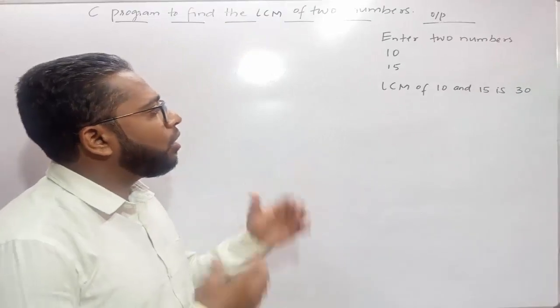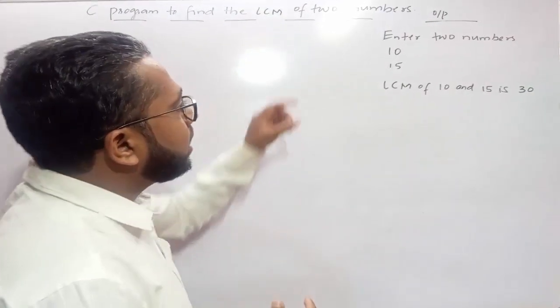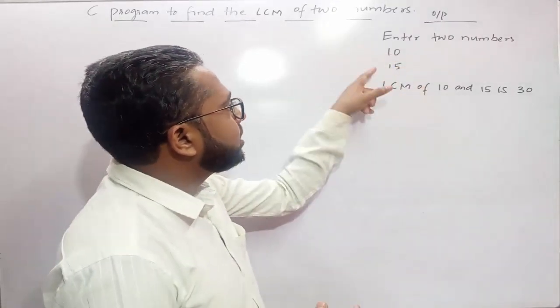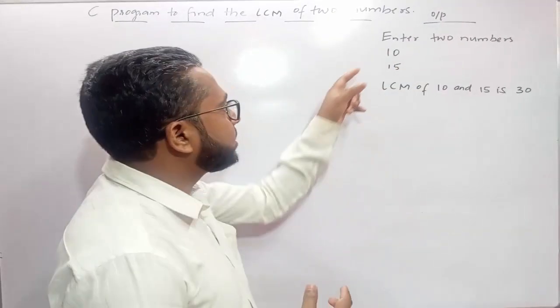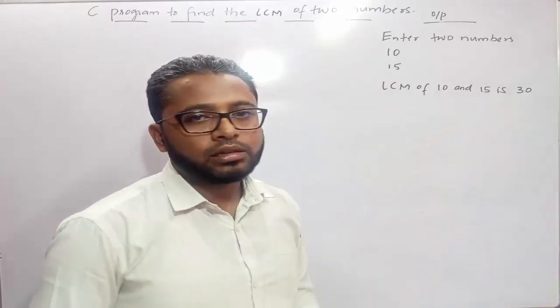As you can see, I have already written down the output of this program. When this program gets executed, it will ask the user to enter two numbers. Then the user will enter two numbers, let us say 10 and 15, and you will get the output as LCM of 10 and 15 is 30.